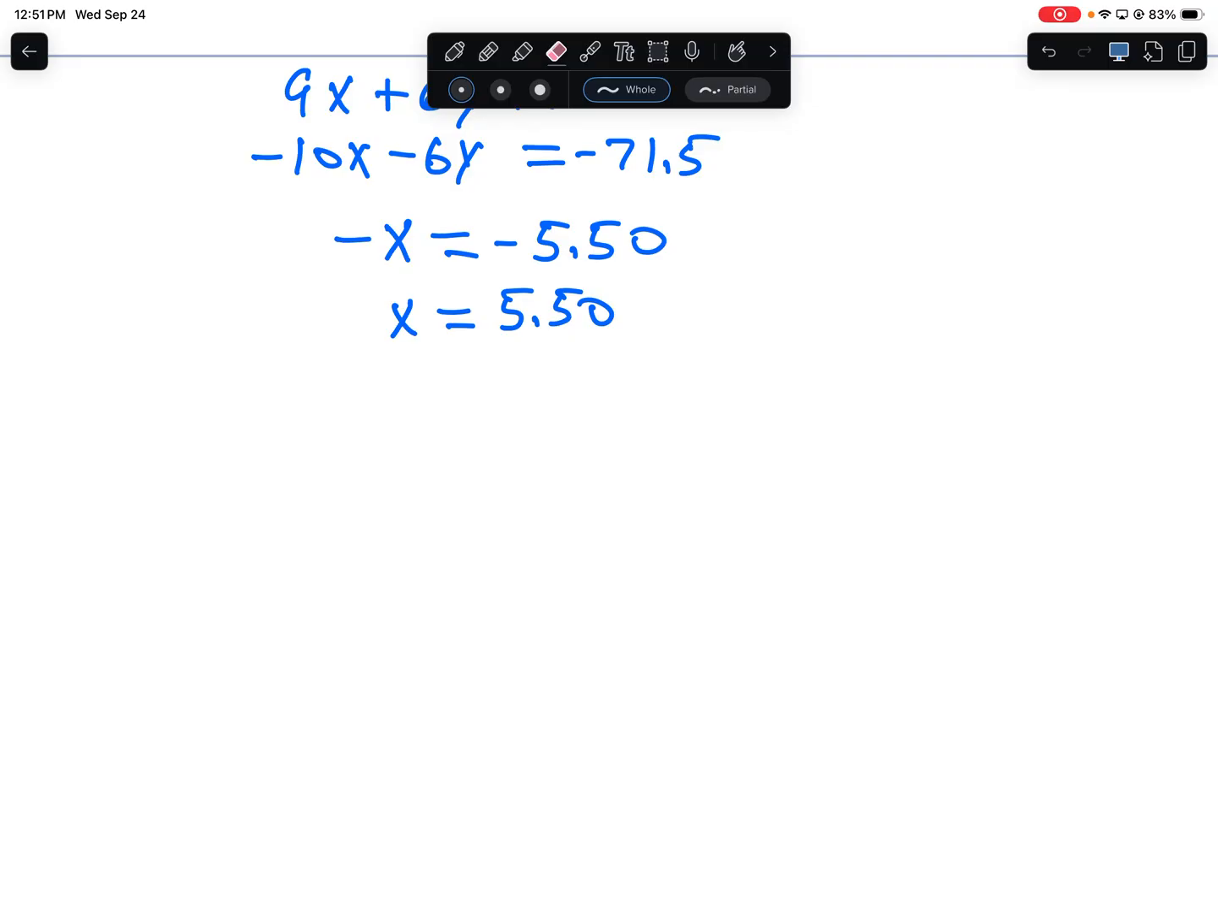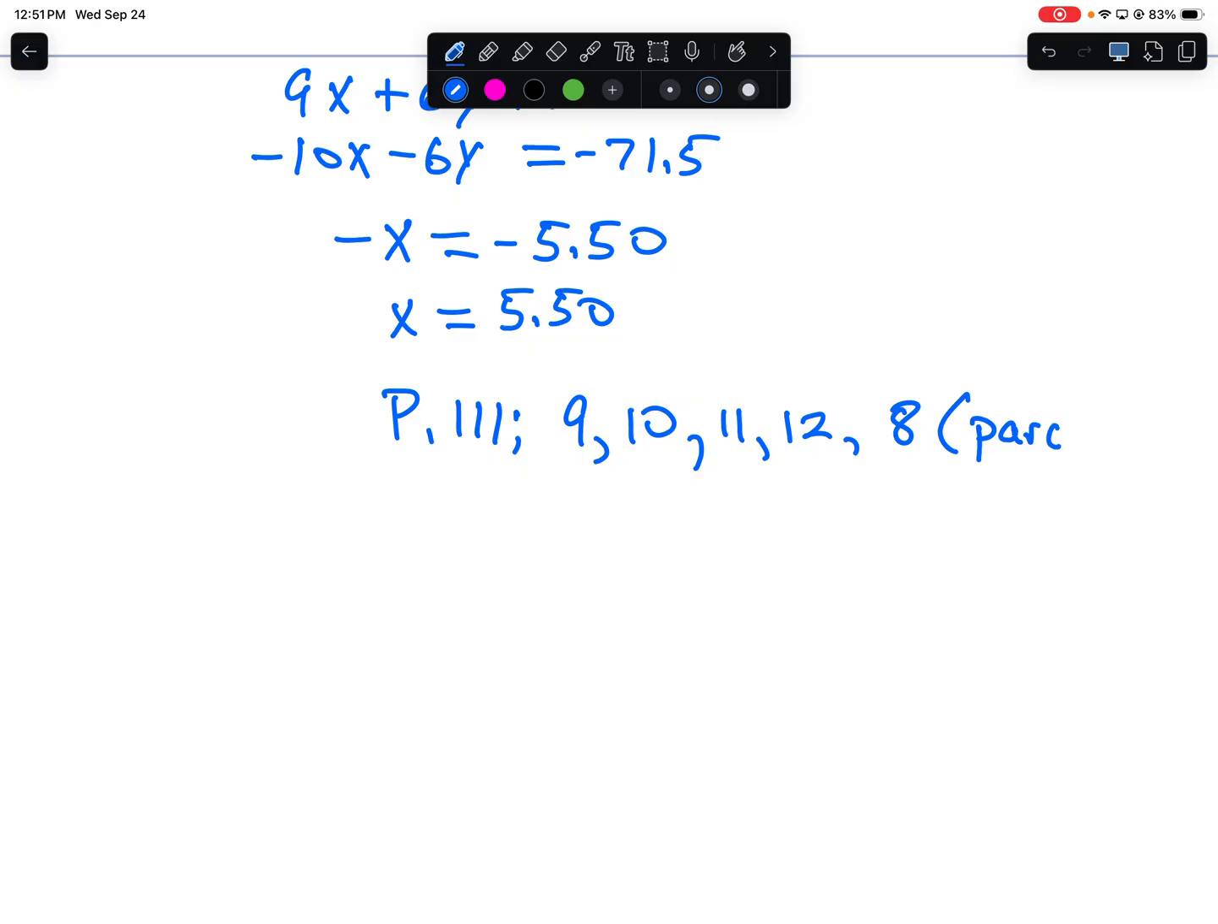Page 111, 9, 10, 11, 12, and page 111 again, 9, 10, 11, 12. Number 8, part A, you're going to do elimination. Okay, there's your homework.